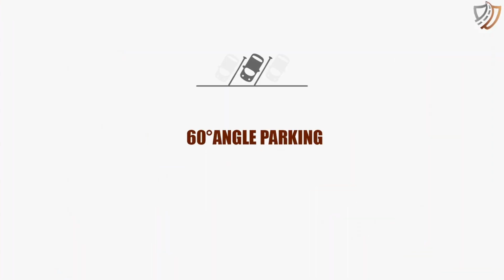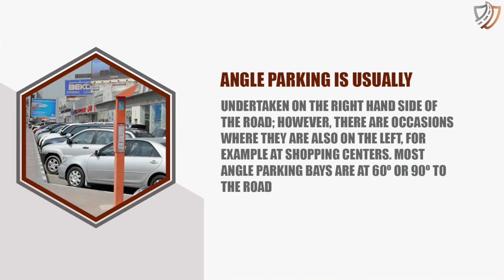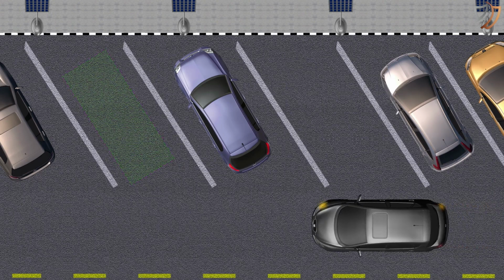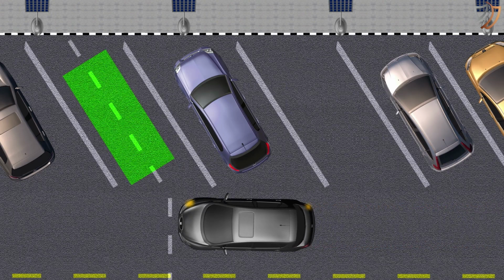60-degree angle parking. Angle parking is usually undertaken on the right-hand side of the road. However, there are occasions where they are also on the left, for example at shopping centers. Most angle parking bays are at 60 degrees or 90 degrees to the road. Steps for completing a 60-degree angle parking are: follow the MSPSL routine and slow down the vehicle.